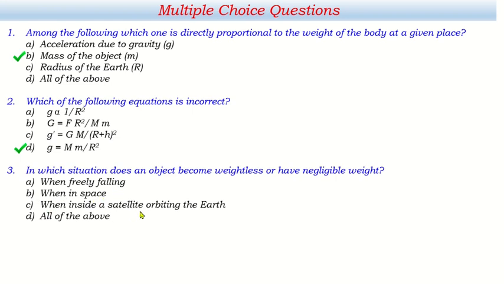When inside a satellite orbiting the earth, if a satellite is orbiting the earth and a body is inside it, then at this time also the body becomes weightless. That's why this option is also correct. That's why A, B, C all are correct. So number D, all of the above, is the correct answer.